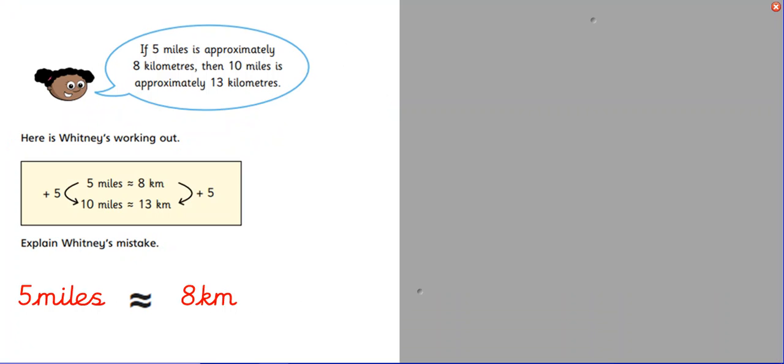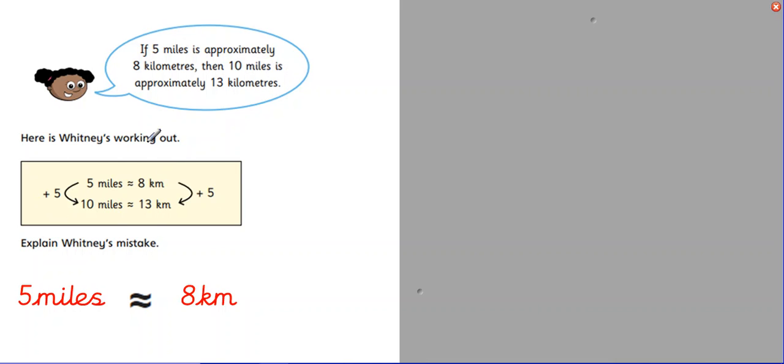So for the next question, we've got Whitney. So we've got to explain a mistake. So this is more of your reasoning style questions, remember. So you've got to explain it. So remember, you don't have to explain it in sentences as such. You can show it. So if 5 miles is approximately 8 kilometres, then 10 miles is approximately 13 kilometres.